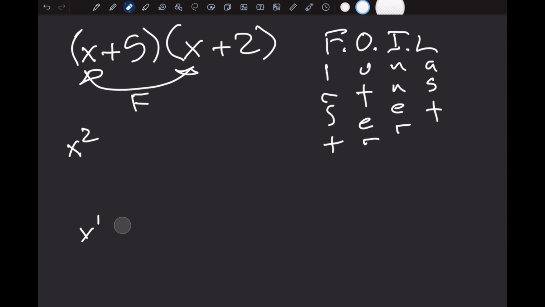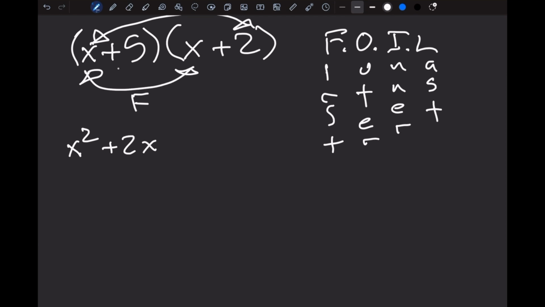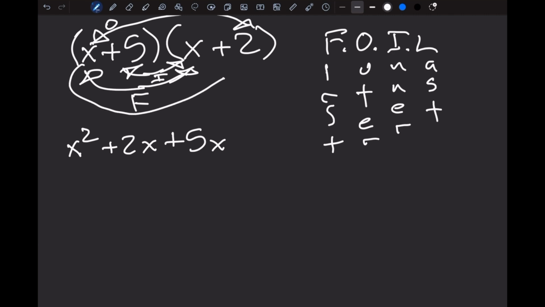Just to relate it back. So now we have that first. Now we have outer, so the two outer terms. So you have x times 2, which they're still positive, so it's plus 2x. Inner, the two inner terms, to get plus 5x. Oh, sorry, that's not the inner. So that's the outer, that's the inner. And I apologize for the jankiness, sorry.